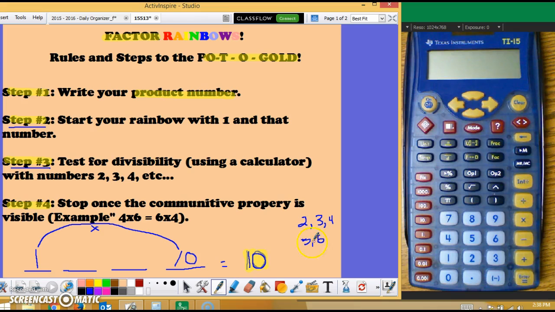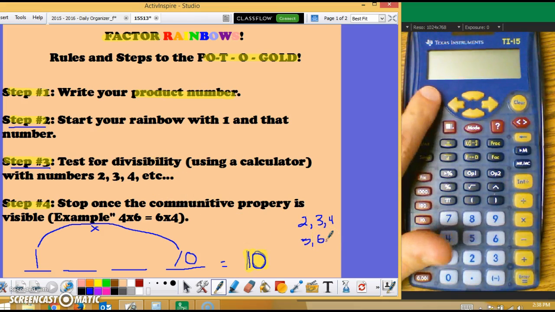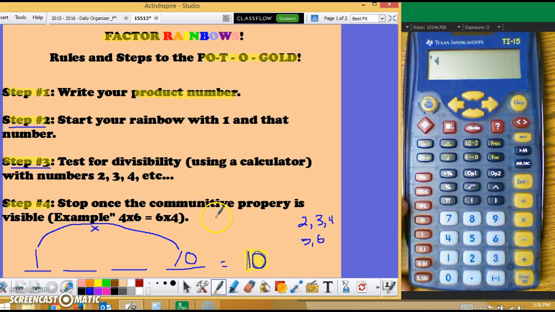So let's test for divisibility using some of these numbers right now. First, turn on your calculator, and to test for divisibility using a calculator, you need to divide. It says it right there. Divisibility is simple division in your calculator. So I take my largest number, because in division, we're taking a large number and grouping it into smaller numbers, and I plug that large number into my calculator.